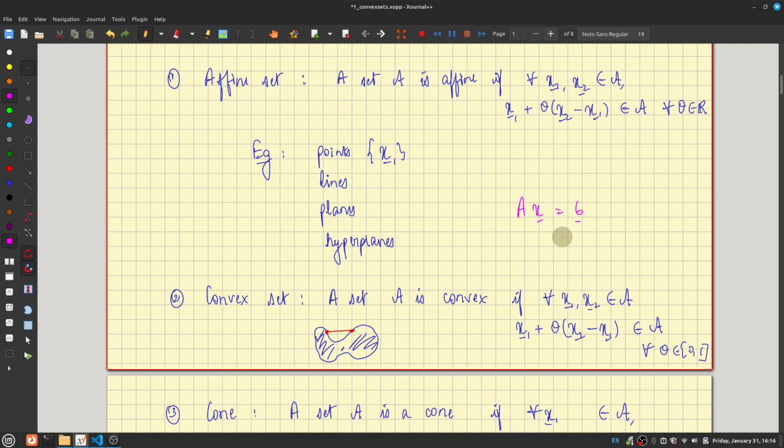Similarly, any affine set can be written as the solution space of some system of linear equations, right? So it's a little subtle. It should be fairly clear that the solution space of any set of linear equations is an affine set. But what takes a little bit of work is to show that every affine set can be represented in this particular form.